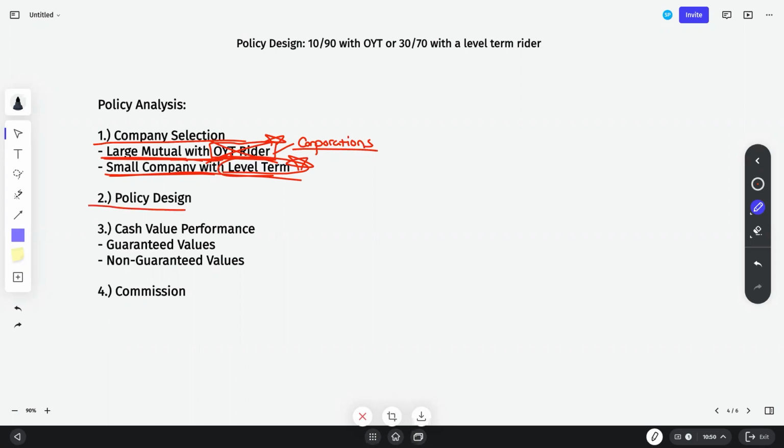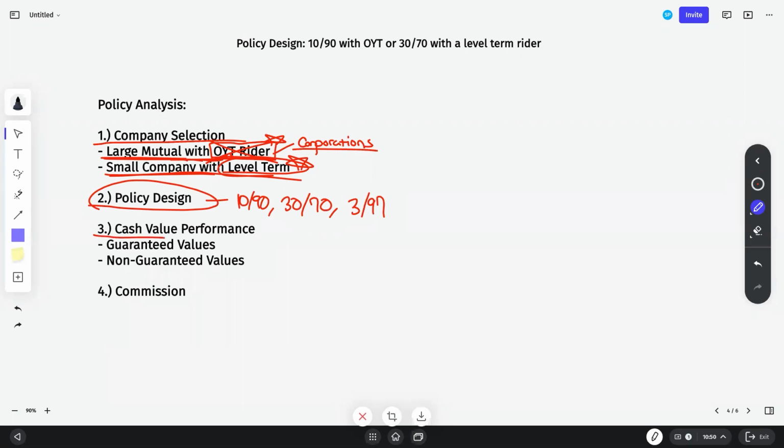Number 2, policy design. We're going to look at a 10/90. We're going to look at a 30/70. We're also going to look at a 3/97 with one company, because we can actually get it that low with that company. That'll be fun.